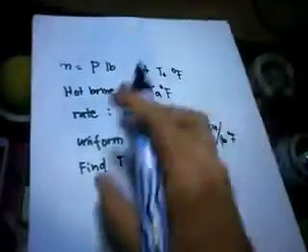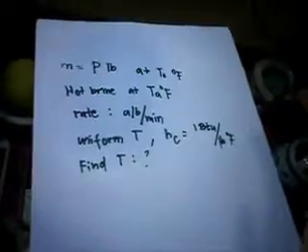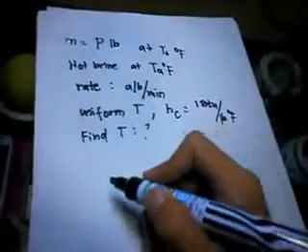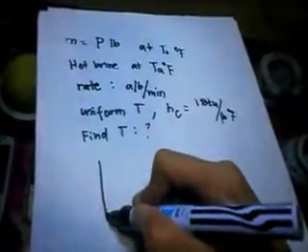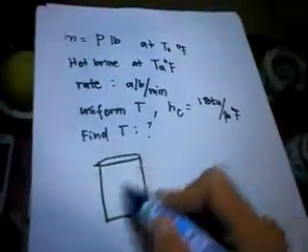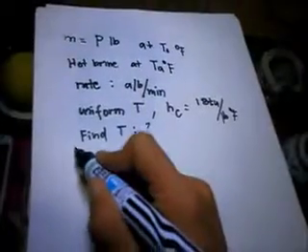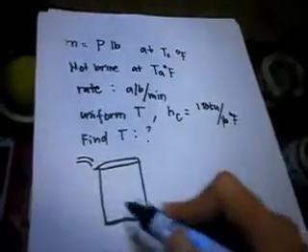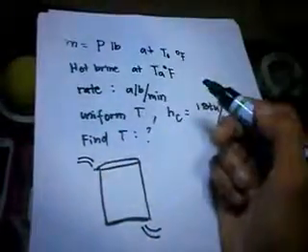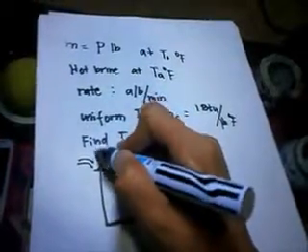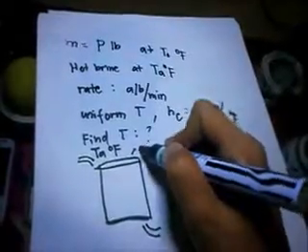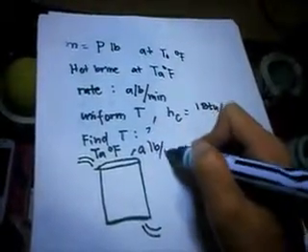Okay, so in order to solve this problem, we need to first draw a diagram for us to visualize clearly what is given in the problem and what we need to find. Let's say this is the tank, and this is hot brine, the brine that is coming out from the tank. Hot brine at TA degrees Fahrenheit at the rate of a pounds per minute.